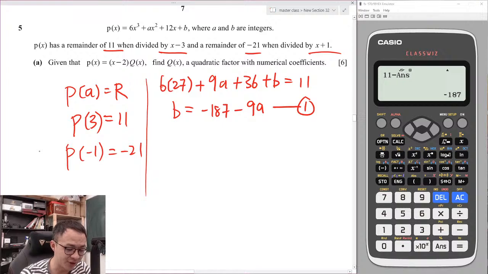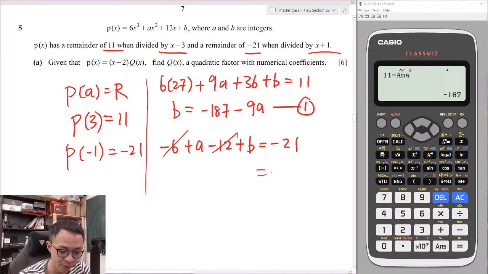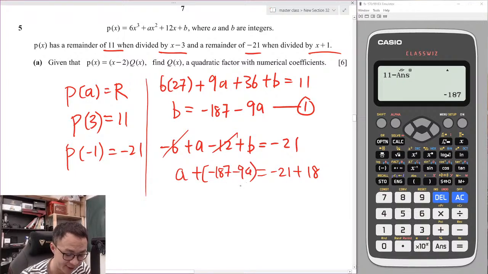Alright, then I will sub the negative 1 into the equation as well. So negative 6 plus a minus 12 plus b equals negative 21. These two numbers will give me negative 18. Move to the other side will be plus 18. So a plus b is negative 187 minus 9a, isn't it?